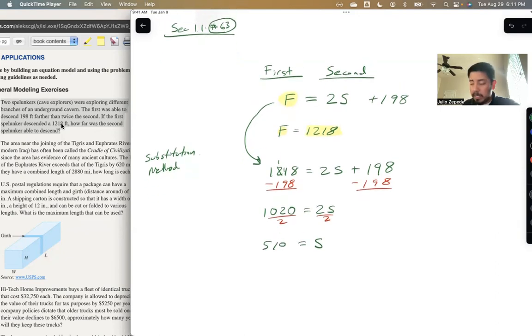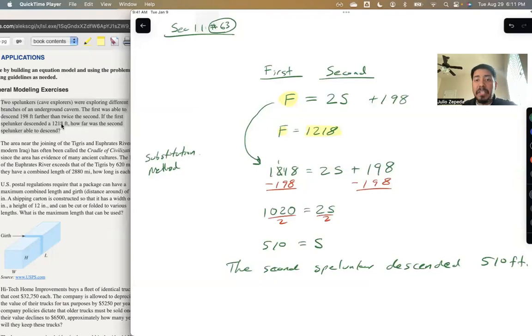So I'm getting S on one side and 510 on the other side. So it looks like the second spelunker descended 510 feet.